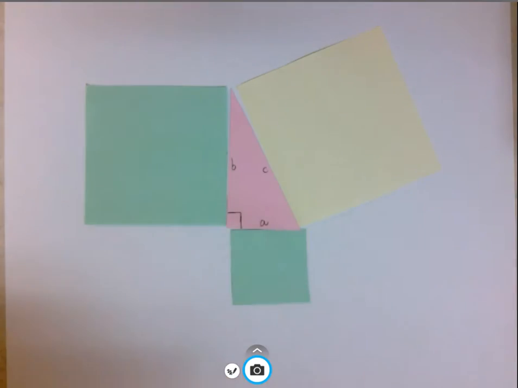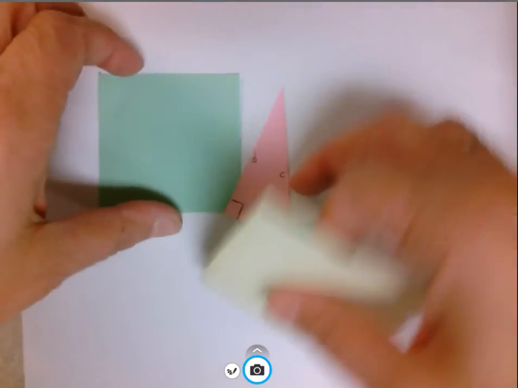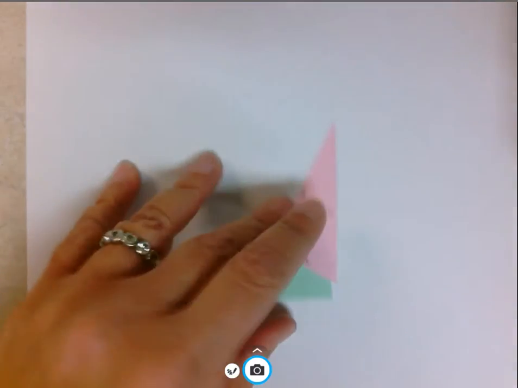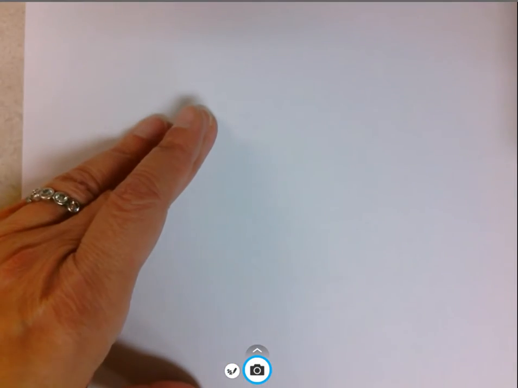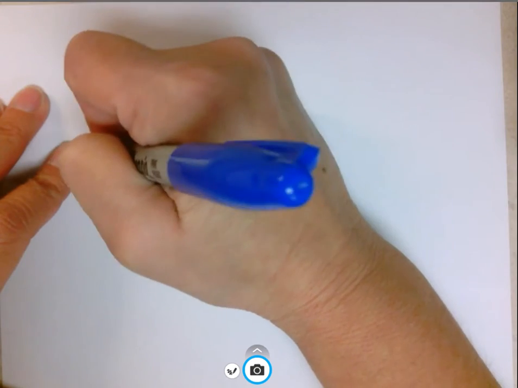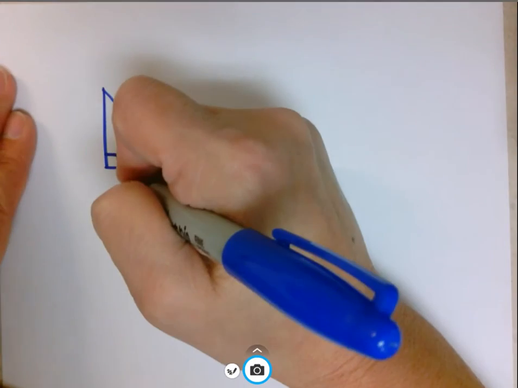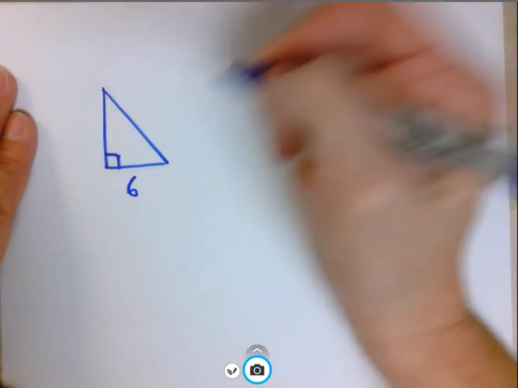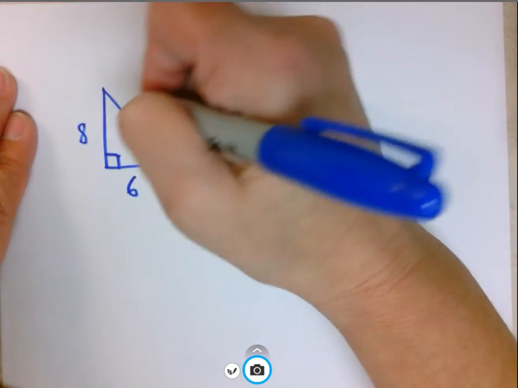And there are lots and lots of proofs of this available. You can search it up online. So just a little bit of an example now of how to use the Pythagorean theorem. It is used when we have a right angle triangle and we don't know one of the lengths. So let's say, for example, I have a right angle triangle, and this is going to be 6 centimeters, and this is 8 centimeters.